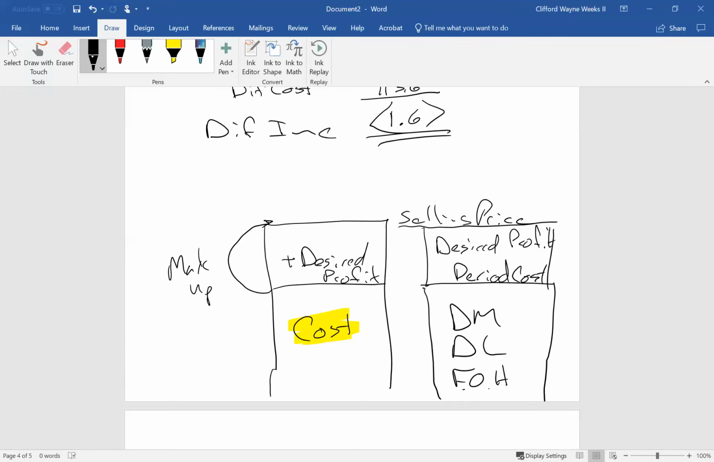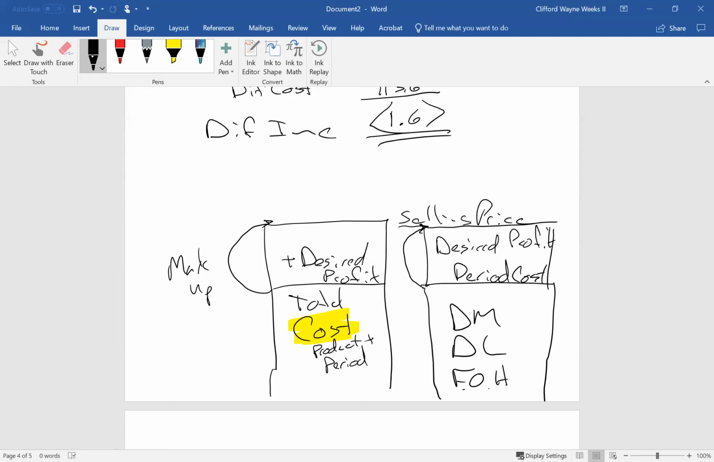Our markup has got to be high enough in order to cover both the desired profit and the period cost. You could look at it as a total cost. And so this would be an example of total cost. Again, total cost would be product and period. And then you could look at this as variable, where variable costs are on the bottom, and then desired profit and fixed costs would be on top. It's the same process in the calculation.